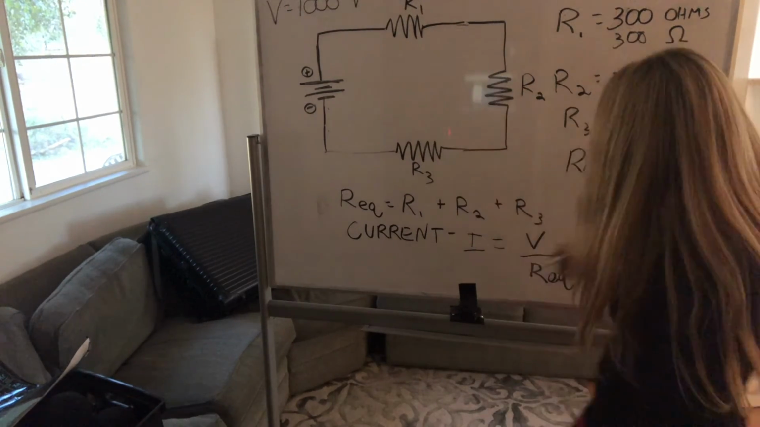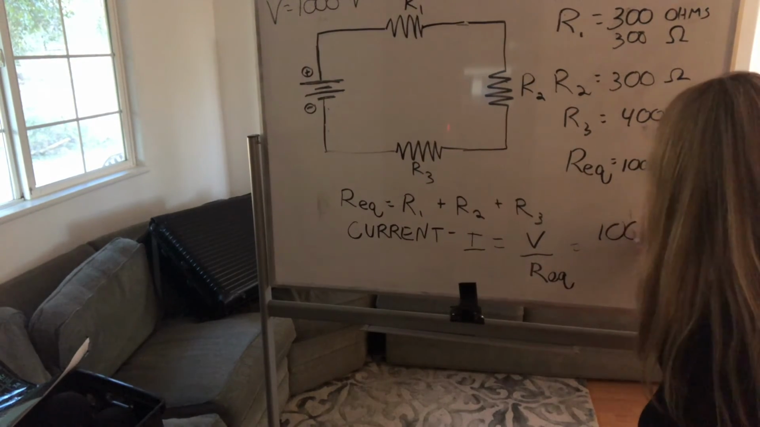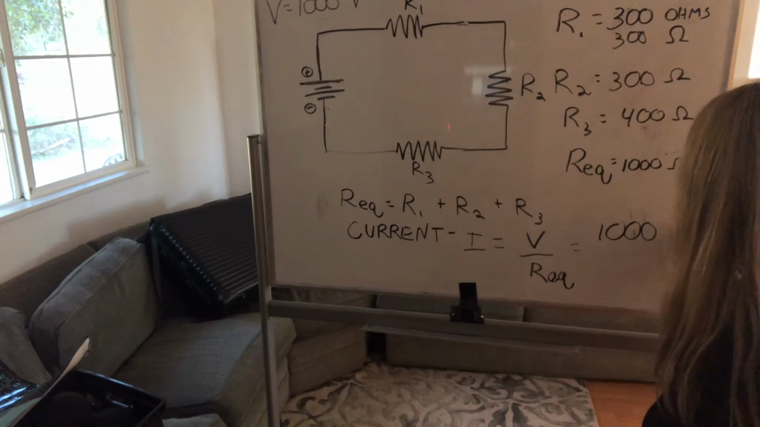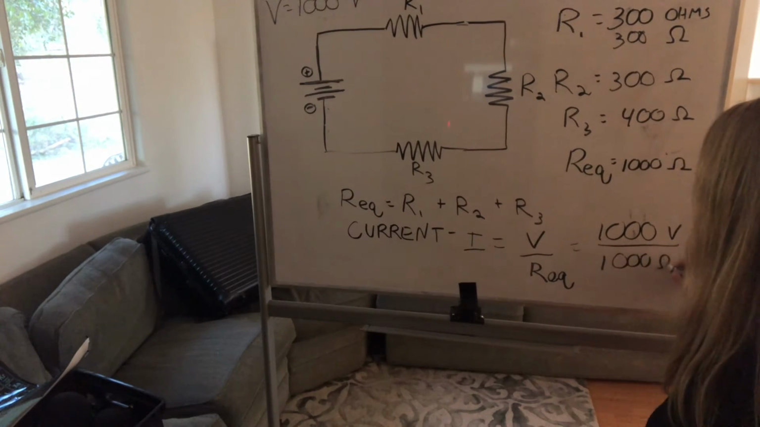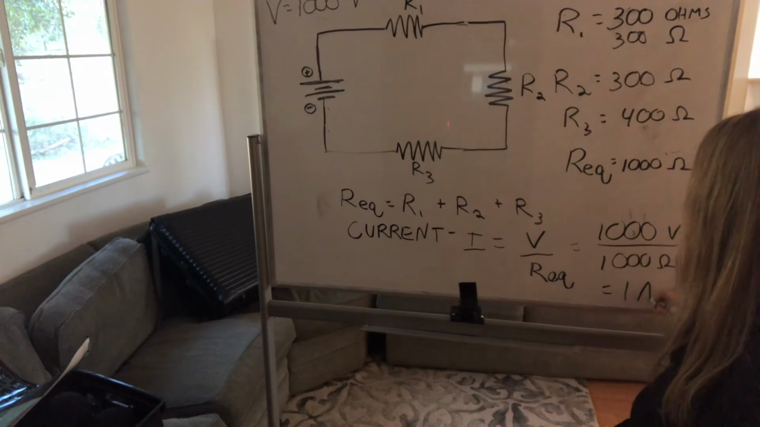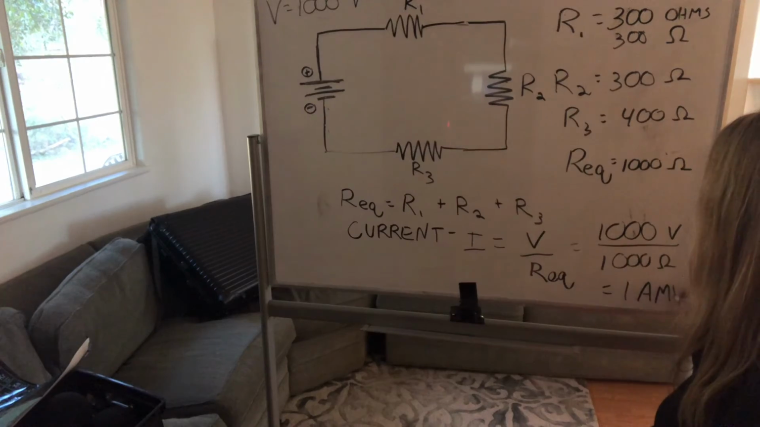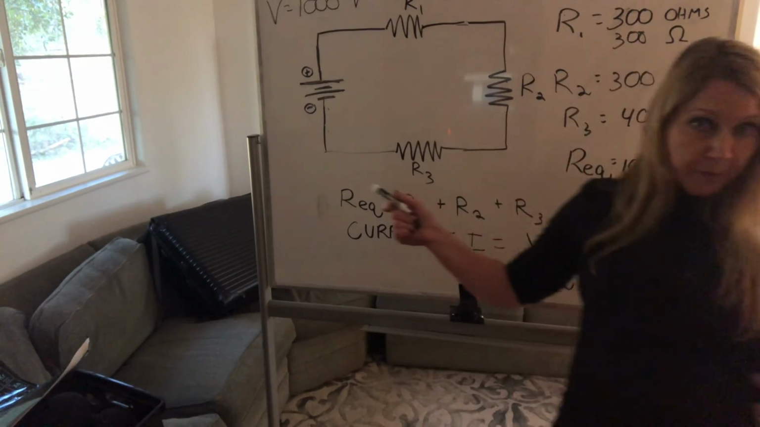So voltage is 1,000 volts and the resistance is 1,000 ohms. 1 ampere or amp. So the current is 1 amp.